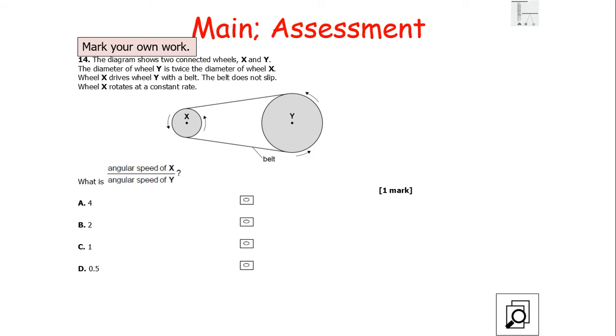Question 14. The diagram shows two connected wheels, X and Y. The diameter of wheel Y is twice the diameter of wheel X. Wheel X drives wheel Y with the belt. The belt doesn't slip. X rotates at a constant rate. So what's the ratio of the angular speeds of X divided by Y?